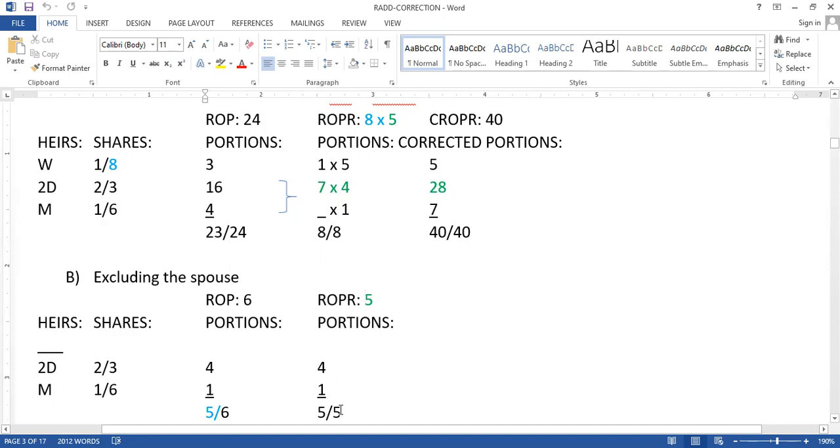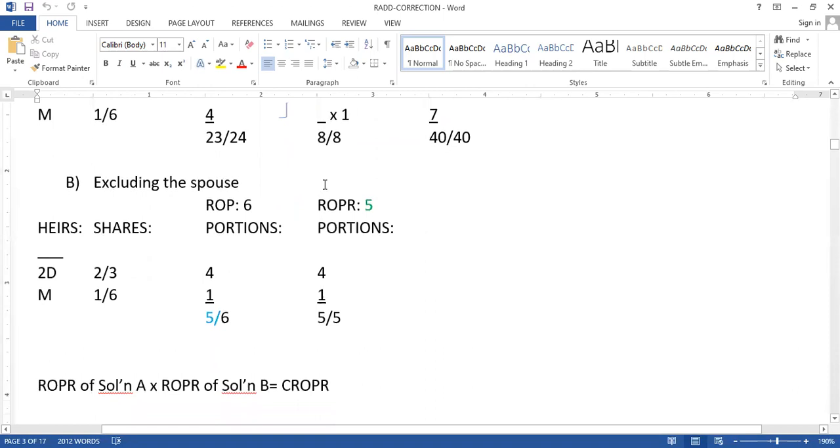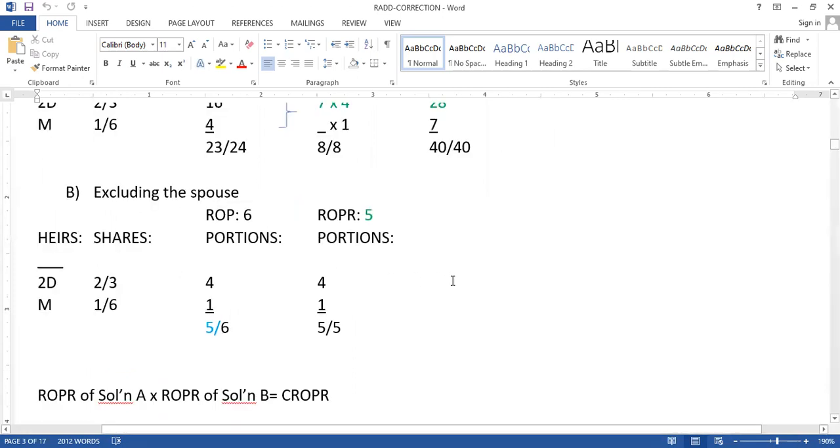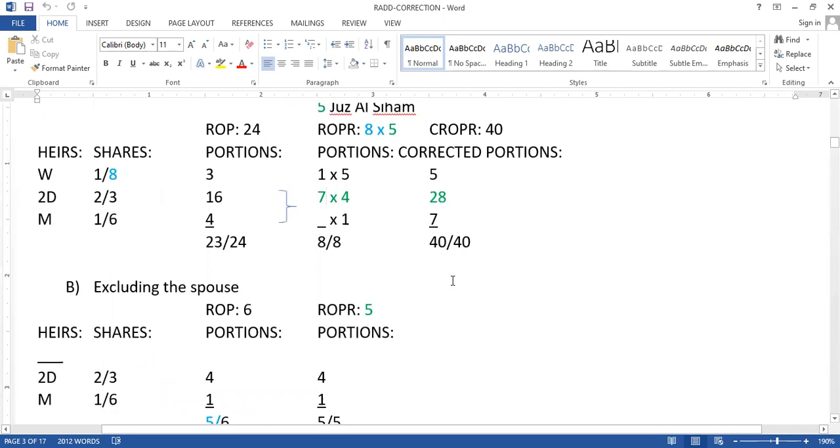Now, kanina, compared doon sa unang example natin, kanina magkapareho yung ROPR niya at saka yung residue. Okay? But in this case, magkaiba, no? Magkaiba ang ROPR at saka yung ating residue. So, anong sabi ng rule? ROPR of solution A times ROPR of solution B is equals to the corrected ROPR. Okay? Meaning, dahil magkaiba sila, so gagamit tayo ng corrected ROPR. So, paano natin makahanap yung ating corrected ROPR? I-multiply natin yung ROPR sa solution A at saka ROPR sa solution B, which is 8 times 5.